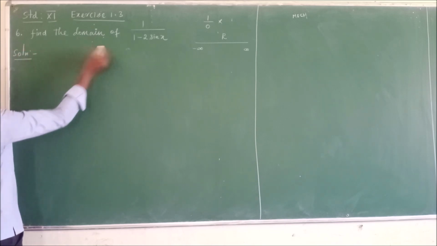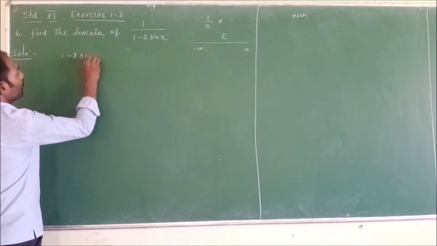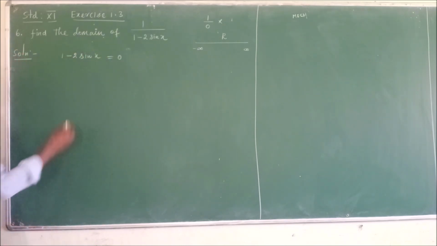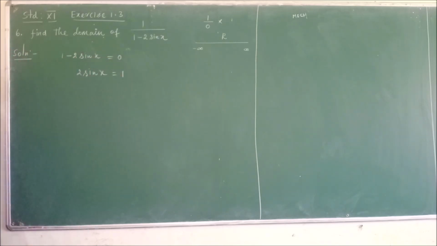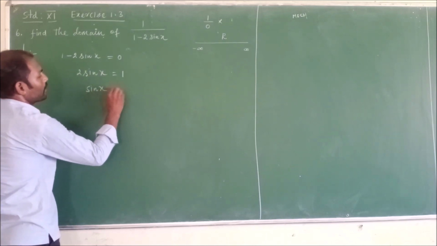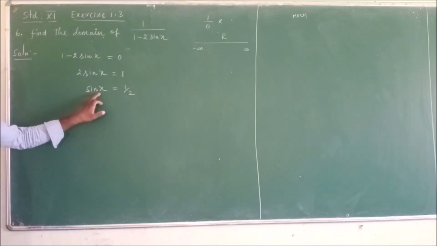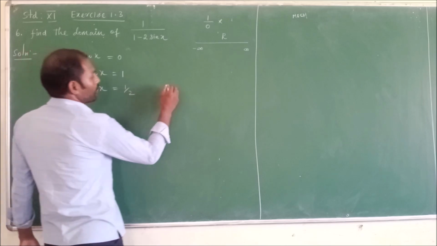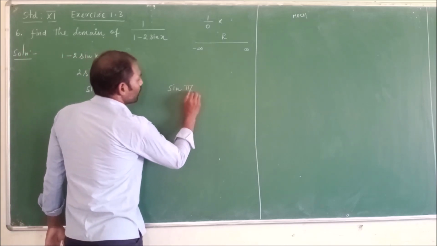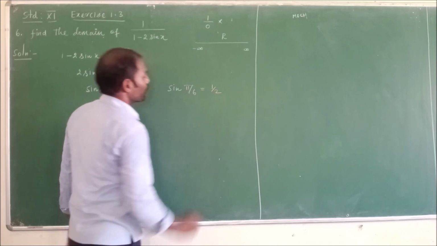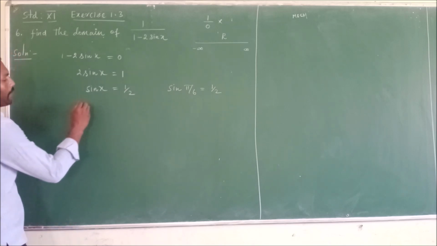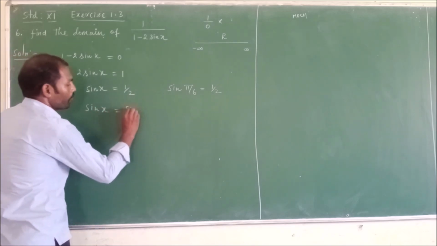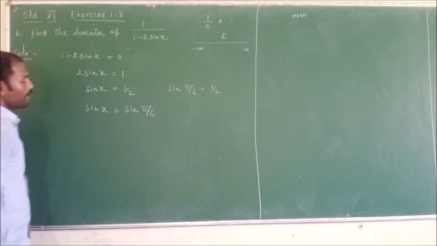First we take the given function, 1 minus 2 sin x equal to 0. Therefore, 2 sin x equal to 1. This term goes to the right side. 2 sin x equal to 1. Sin x equal to 1 by 2. So what value of x gives sin x equal to 1 by 2? Sin 5 by 6 equals 1 by 2. Sin of 30 degrees is 1 by 2. So replacing 1 by 2 with sin 5 by 6, sin x equal to sin 5 by 6.